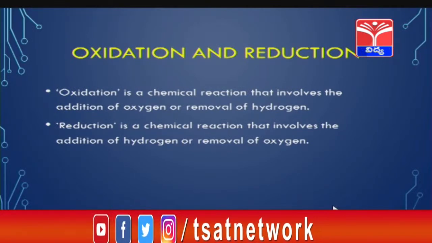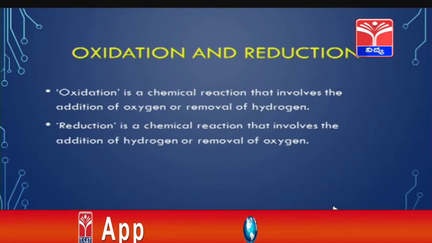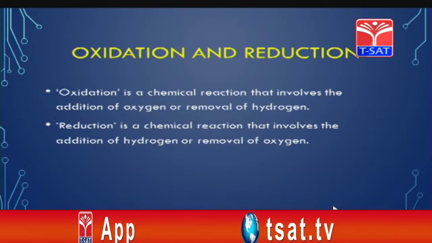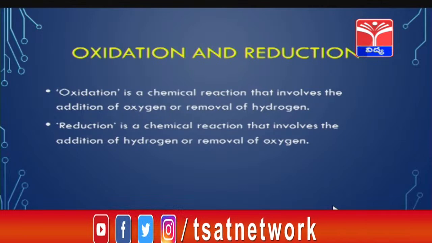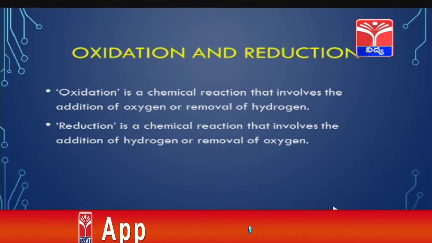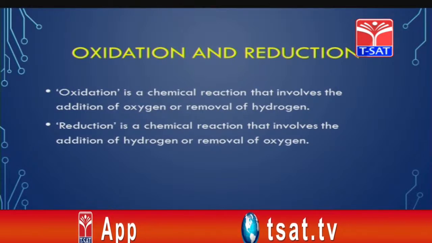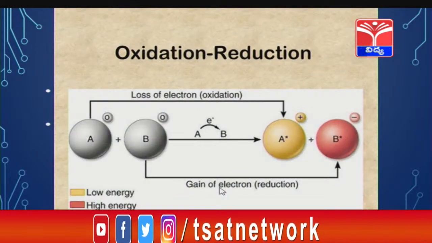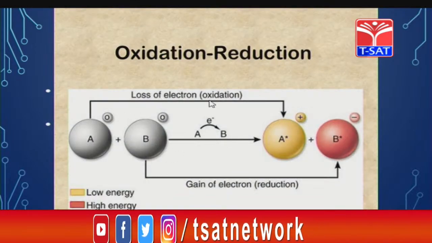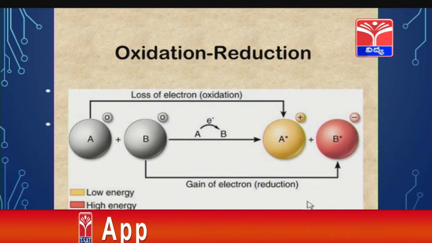Children, let us see what is oxidation and reduction. Oxidation means addition of oxygen. In this oxidation reaction, we also see removal of hydrogen atoms and loss of electrons. Now, what is reduction? Reduction means addition of hydrogen atoms, removal of oxygen atoms and gain of electrons. So, children, we can summarize it as: oxidation is a chemical reaction that involves the addition of oxygen or removal of hydrogen. Reduction is a chemical reaction that involves the addition of hydrogen or removal of oxygen atoms. So, loss of electrons means oxidation and gain of electrons means reduction.